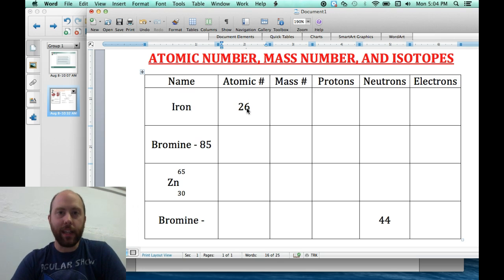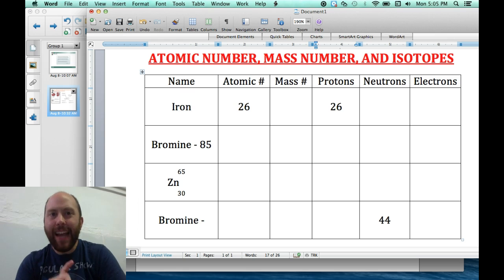Now, what does that tell us? If the atomic number is 26, then the protons must also be 26. Because remember, the number of protons is the atomic number, and the atomic number is the number of protons. Then I mentioned that every element currently is neutral. And if you recall, neutral atoms have to have the same number of protons as electrons. So if protons are 26, the electrons are 26.